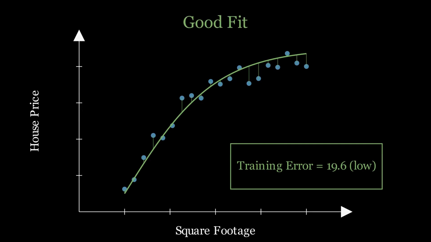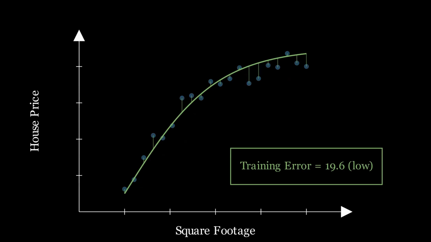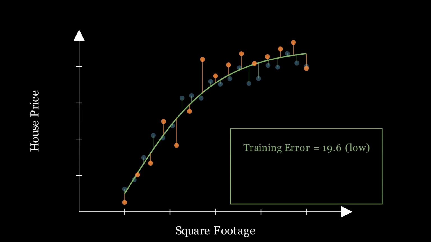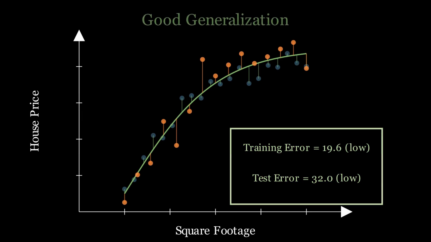But training performance alone isn't the goal. True learning is about generalization, how well the model performs on data it has never seen before. If the model has really learned the underlying pattern, it should make good predictions here too. When we compute the test error, we see the same story. This model performs well on the data it trained on, and it performs well on new data. That's the balance we're looking for.